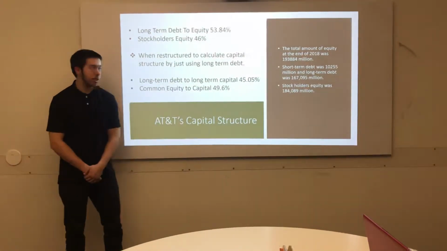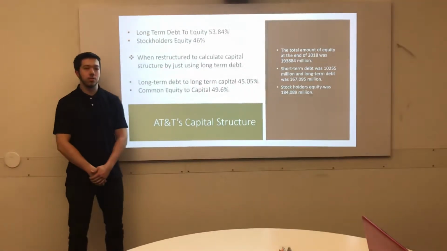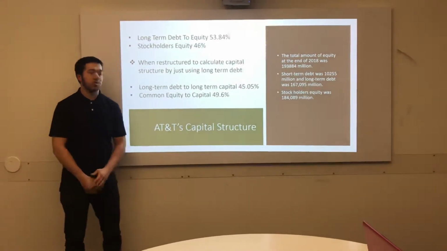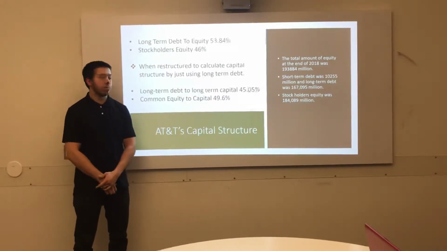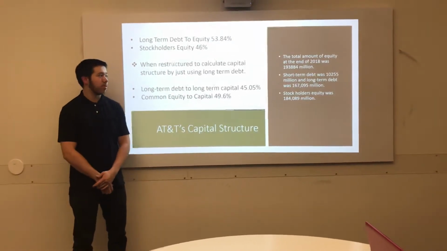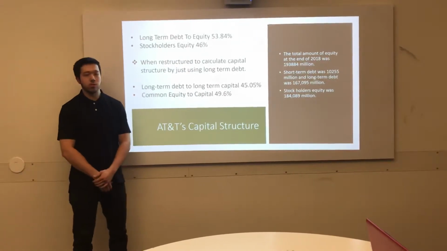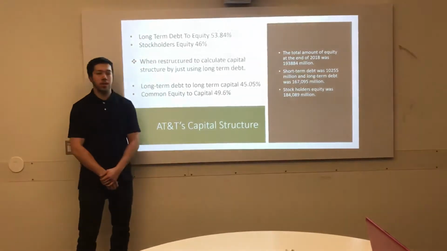Alright, so for our long-term debt to equity and to calculate our capital structure, we used the total amount of equity at the end of 2018, which was $193,884 million. Our short-term debt was $10,255 million. And our long-term debt was $167,095 million, and our stockholders' equity was $184,089 million.